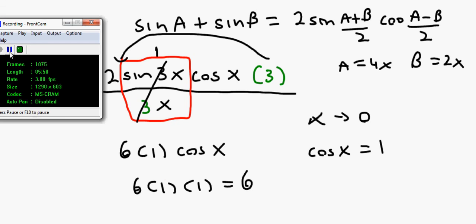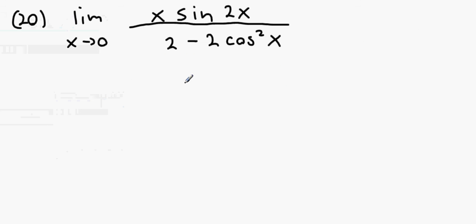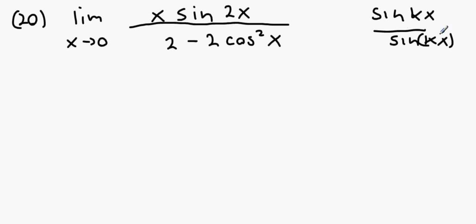Okay, so this question here differs from the previous questions. What we can see is that there's basically a 2 on the bottom, 2 into 1 minus 2 cos squared x. Now, this full section has all been about getting sine kx over sine x or sine kx, getting the same angle. Okay, now this question presents a really different challenge.